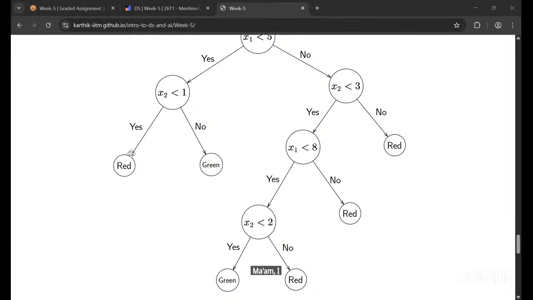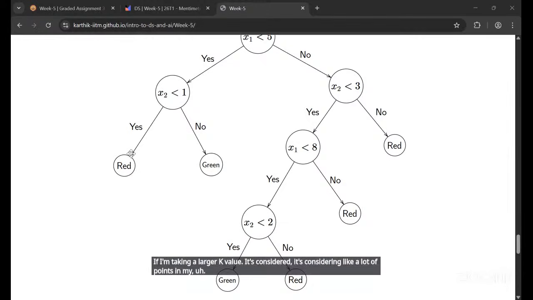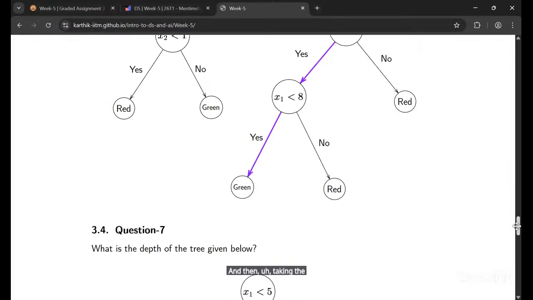Ma'am, I have a doubt. Why is a larger value of K in KNN underfitting while fewer questions here is the converse? Yeah, see, it lies in the intuition and the basic architecture of your algorithm. It's not a rule of thumb that a larger value of anything translates to overfitting. No, you need to understand it logically. Now, what is happening in KNN is, if I'm taking a larger K value, it's considering a lot of points in my data set, and then taking the majority, like what was happening here.